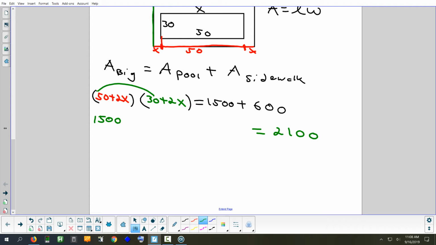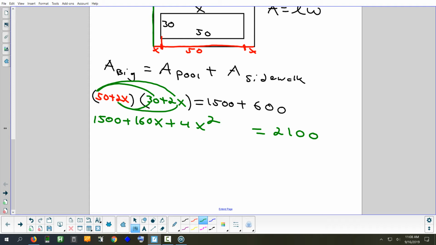And then 50 times 2x. Michaela, how much is that? So 50 times 2x? 100x. So we get 100x. And 30 times 2x? 60x. So 100 plus 60 is 160x. And the last part, Sam, what's 2x times 2x? 4x squared. Good. Great.